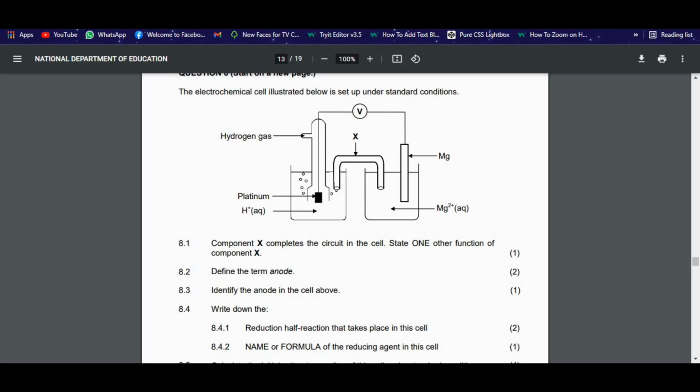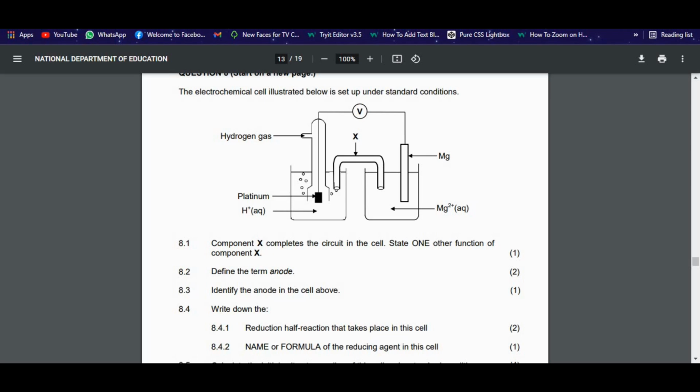8.1 says the component X completes the circuit in the cell. State one other function of component X. I did mention to you all throughout the year that it's not good enough to just remember the easiest answer for component X. They haven't asked us to name what component X is, but we can name it now to remind ourselves that it is the salt bridge. So we cannot just remember that it completes the circuit.